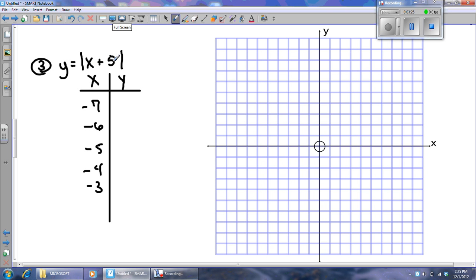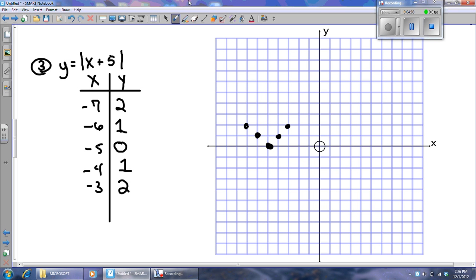All right, I put -7 in here. -7 plus 5 is -2. Absolute value of -2 is 2. I put -6 in. I get -1. Absolute value of -1 is 1. I put -5 in. I get 0. Absolute value is 0. If I put -4 in, I get +1. Absolute value of 1 is 1. If I put -3 in for x, I get -3 plus 5, which is +2. Absolute value of 2 is 2. And so I'm at -5, 0, and then at -4, I'm up at 1. -3, I'm at 2.